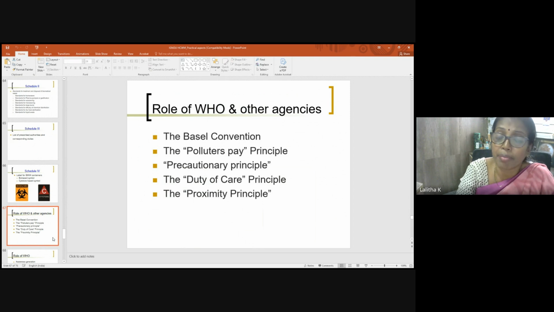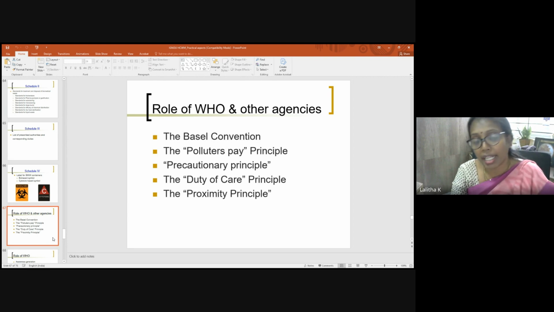And the duty of care principle, we must all do our duty such that it is taken care of very well, and we responsibly dispose of our waste properly. Next is the proximity principle. This also underlies the importance of segregating at the point of generation, or treating the waste as close as possible. This also prevents us from transporting our waste to farther places to manage it. So it tells that you must manage your waste as close as possible to your point of generation.